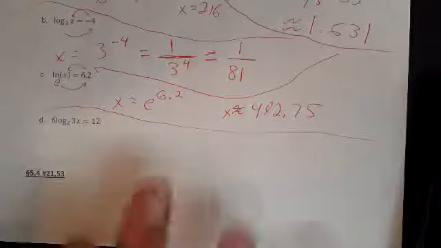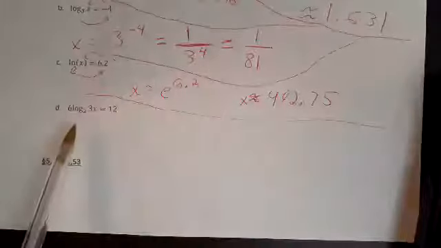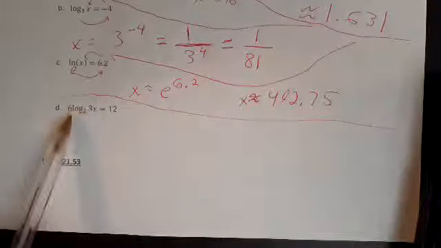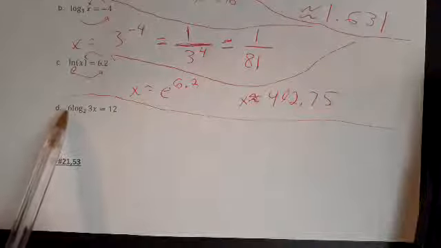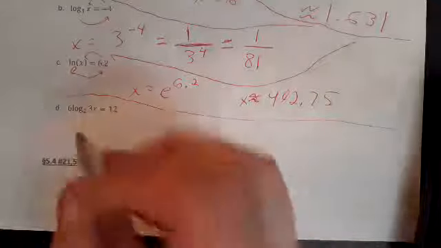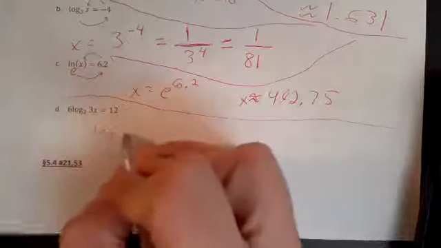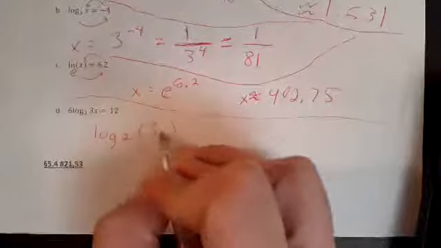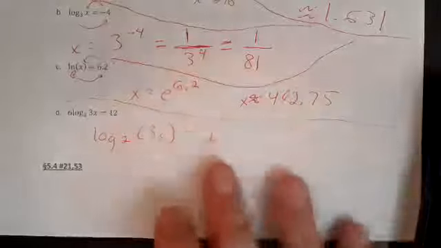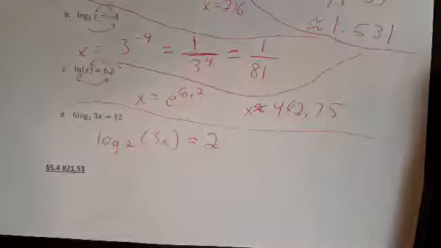And this last one. So they try to make it a little bit harder. They tack on some more stuff to your log. So we want the log by itself. This log is being multiplied by a factor of 6. The first thing I want to do here is get rid of that 6. If it's multiplying, I have to divide it. 12 divided by 6 is going to give me 2. So I'm dividing both sides by 6.